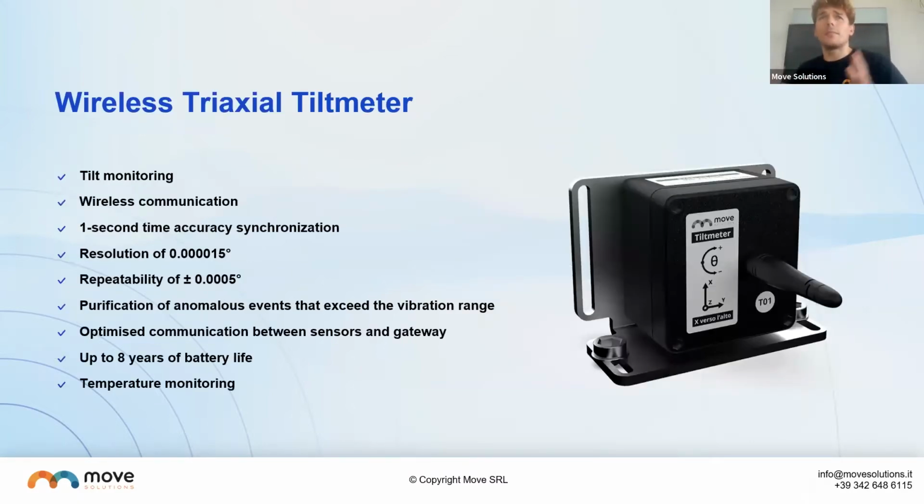We can monitor all these parameters with the MOVE triaxial tilt meter, which we have been able to update with an improved version, adapted for the rail application, the version 2. The tool also worked very well with the version 1 tilt meter. With the version 2 of the tilt meter, some features have been implemented, such as the synchronization to 1 second and the purification of anomaly data, which make the measurement very stable.